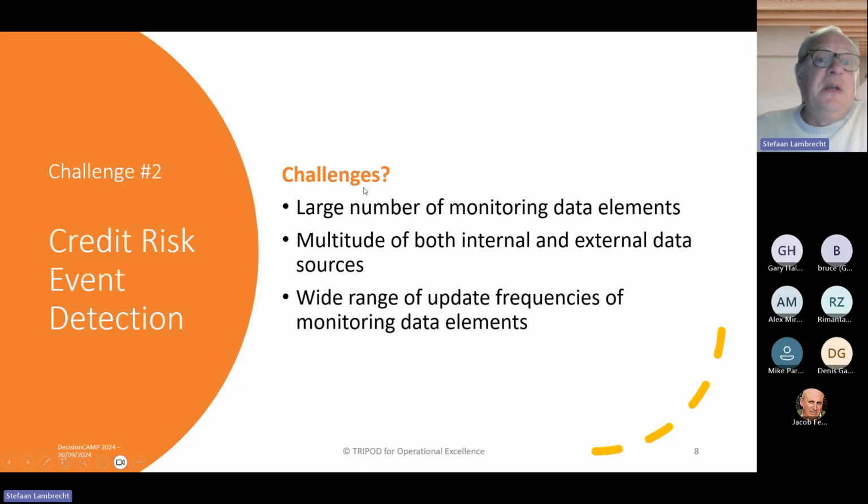The challenge here is mainly getting all the data in. As I already told, it is a large number of data elements that need to be monitored in order to detect all of these events.